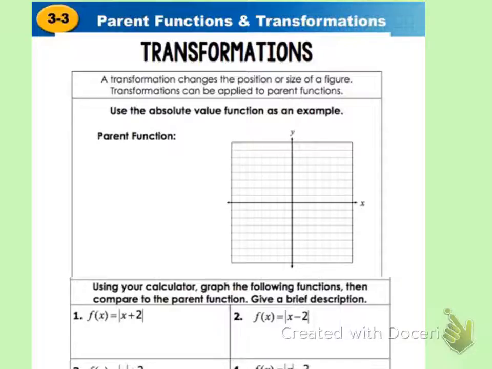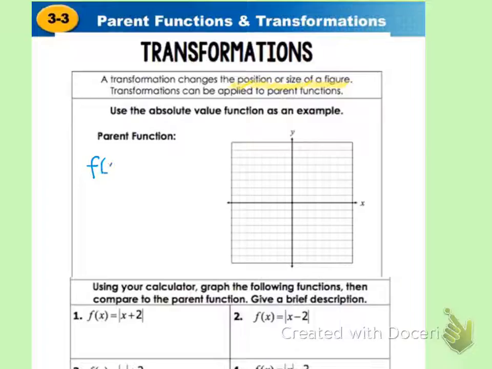We're going to look basically at the rules for transforming, and mainly we're going to apply it to the absolute value in this lesson, but certainly we will later on apply these same rules to transform other functions. So as we see here, a transformation changes the position or size of a figure, and transformations can be applied to parent functions. So let's recall the parent function for absolute value.